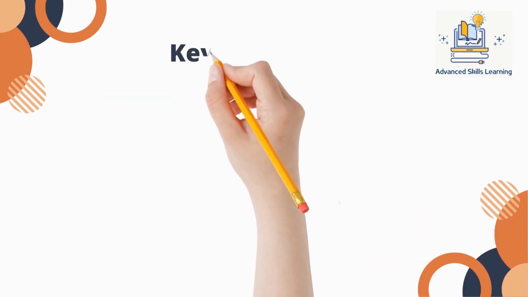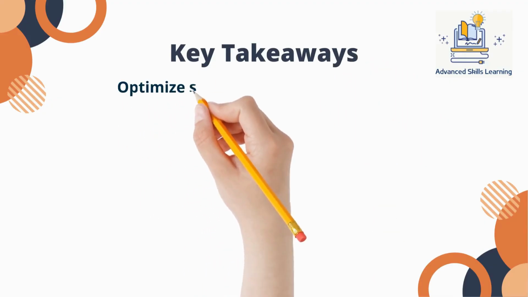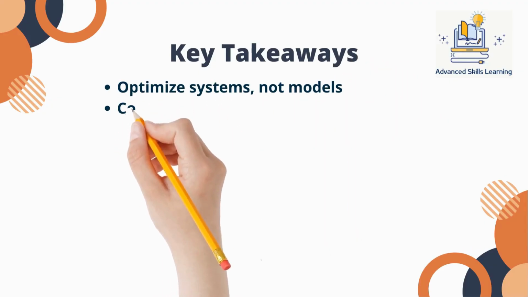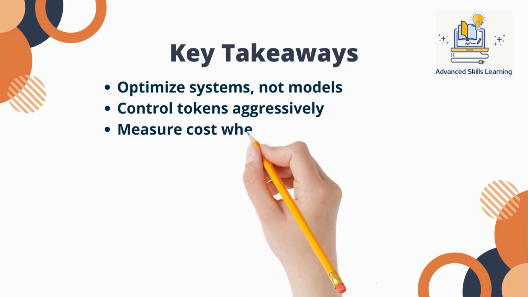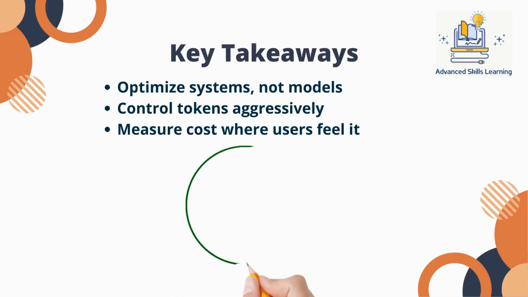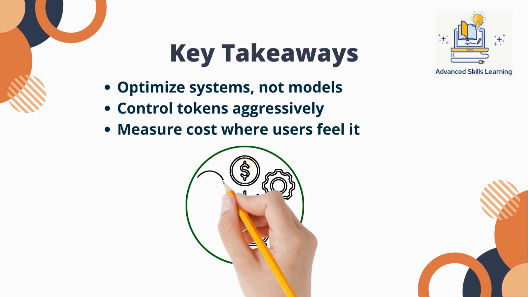The key takeaway is simple. Cost optimization isn't about chasing the cheapest model. It's about designing efficient systems. Control tokens aggressively, limit retrieval, cache everything you can, and always measure cost where users actually feel it, because if you can't explain where money is going, you can't control it.